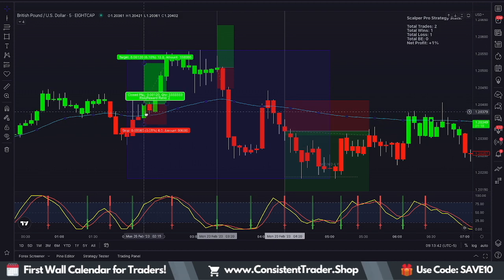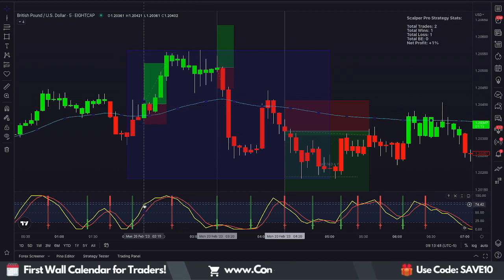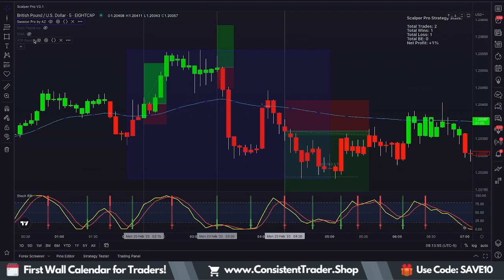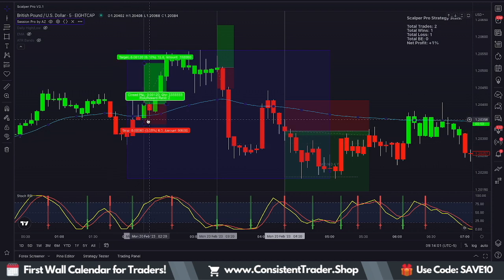We got our entry right here with this beautiful bullish candle close above the VWAP. The stochastic RSI at this time had not reached the overbought level, so I decided to take this trade. I placed my stop loss based on the ATR because I did not want to place my stop loss all the way down here. It didn't make a lot of sense to me.